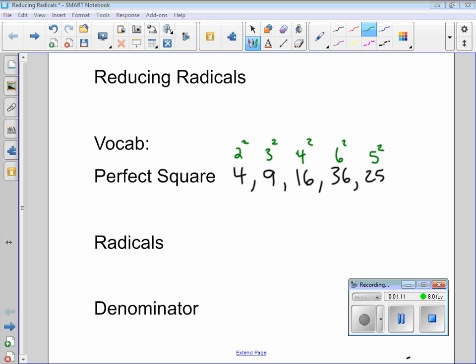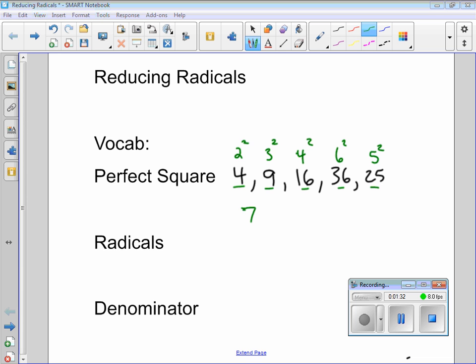Right? So 2 is not a perfect square. 3 is not a perfect square. In this case, 4 is a perfect square, but 4 squared creates 16. 6 is not a perfect square. 5 is not a perfect square. But when we take a look at these numbers, when we take the square root of those numbers, we can pretty much do this in our head.